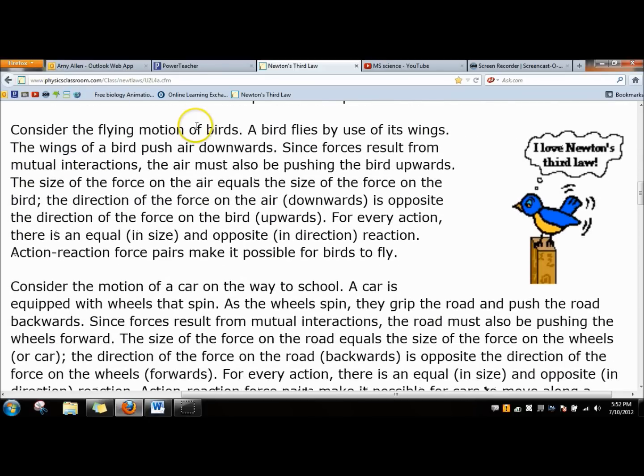Now let's consider the motion of flying birds. A bird flies by use of its wings. The wings of a bird push air down. Since forces result from mutual interaction, the air must also be pushing the bird up. The size of the force on the air equals the size of the force on the bird. The direction of the force on the air, down, is opposite the direction of the force on the bird. For every action, there's an equal and opposite reaction. Action and reaction force pairs make it possible for birds to fly.